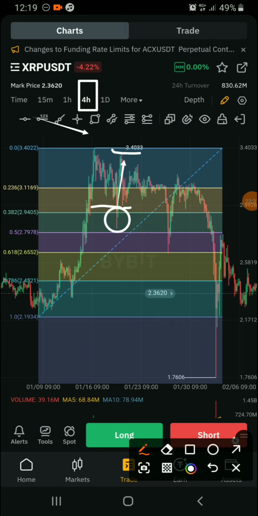And when the market went to this position right here, it actually came down and retraced and entered the golden ratio. This is how accurate and how sweet trading with Fibonacci retracement is. So when it entered the golden ratio, it actually went back up. So this is where your entry is going to be.